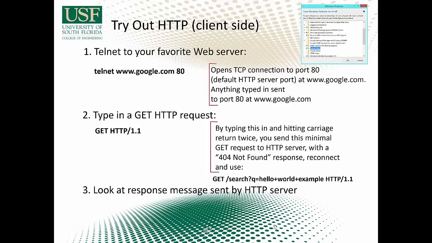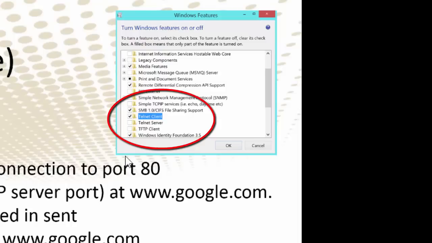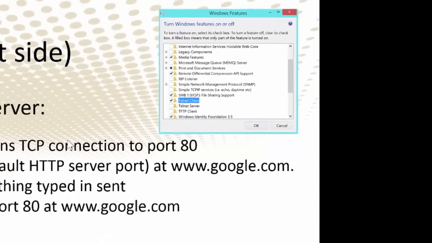So the very first thing you need to know is that Telnet does not come for free. What you need to do is go into your Windows features, again through your control panel. You go through Control Panel, Programs, add and remove features, select Telnet Client and turn it on. Once you do that, it will get installed on your system and Telnet will be available for you.